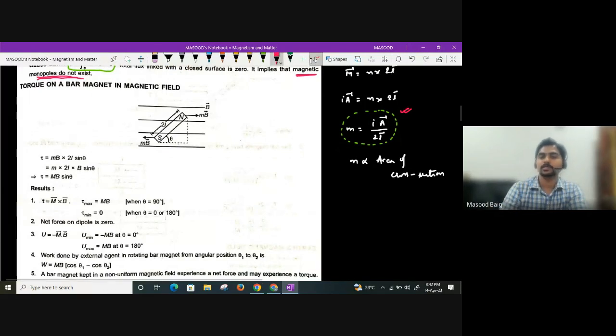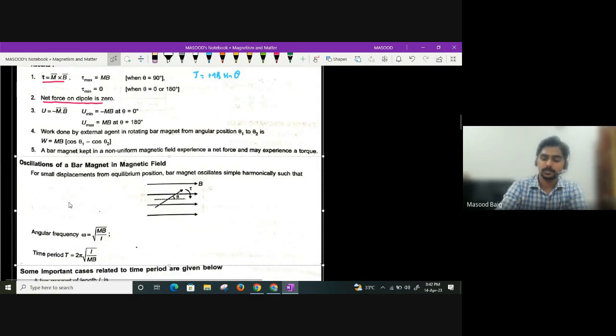Whenever a bar magnet is placed in a uniform magnetic field, whatever may be the position, net force is zero. Torque will always be given as m bar cross b bar. Maximum torque will be mB, minimum torque will be 0, and in general I can write torque as mB sin theta, where theta is the angle between m bar and B bar. Clear? Which we have also found out. And what will be the expression for potential energy, beta?